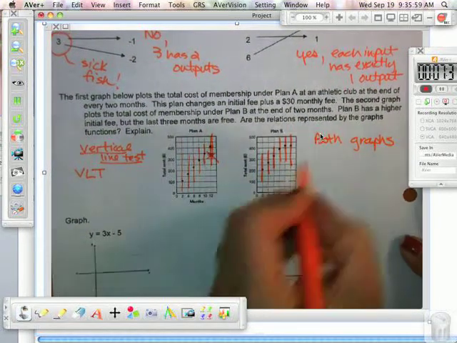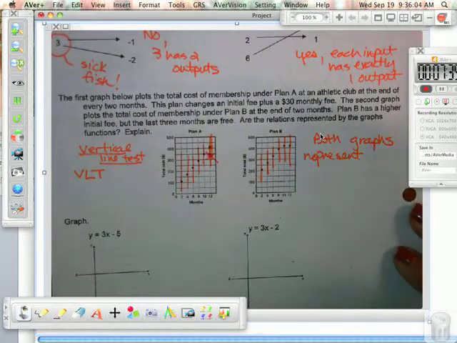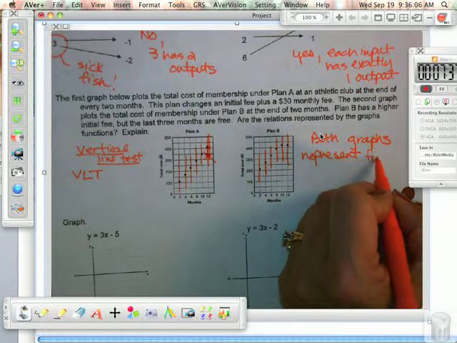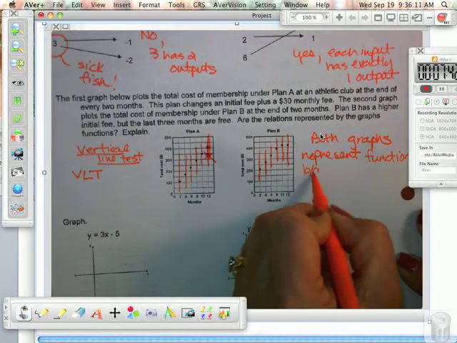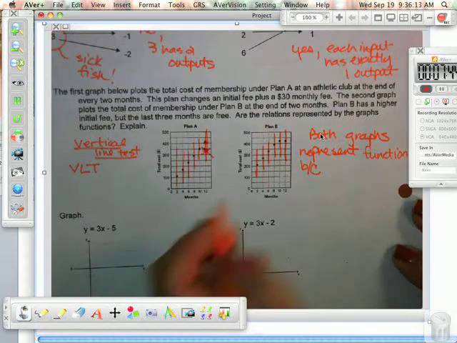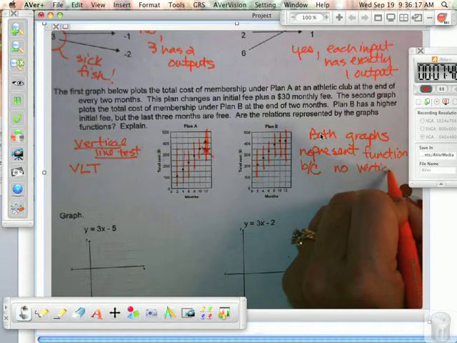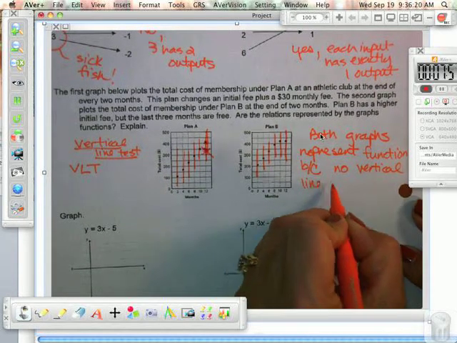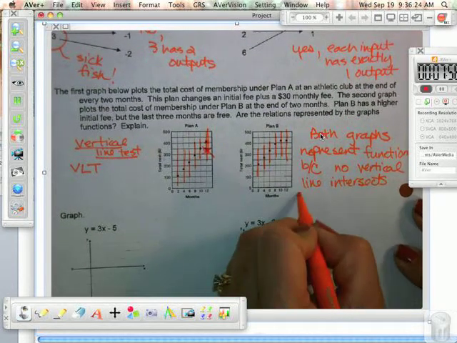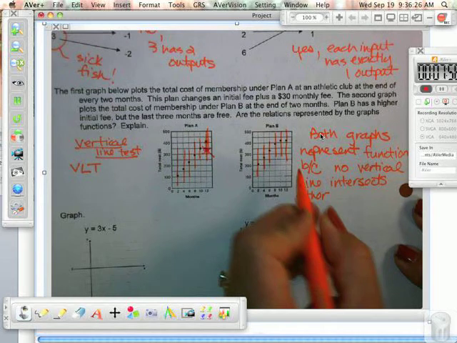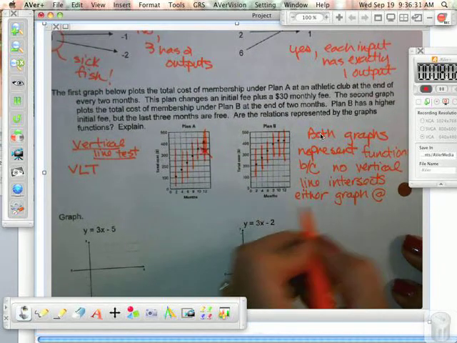represent, don't say just yes, you have to explain. Both graphs represent functions because, I'm going to abbreviate BC, no vertical line intersects either graph at more than 1 point.